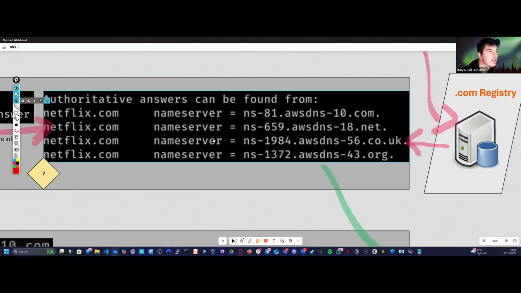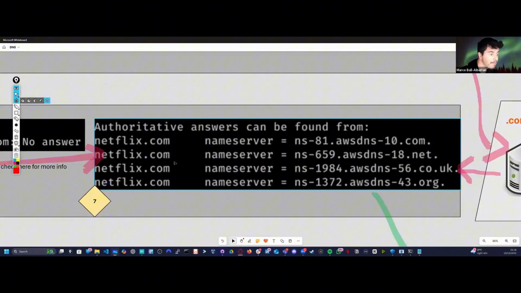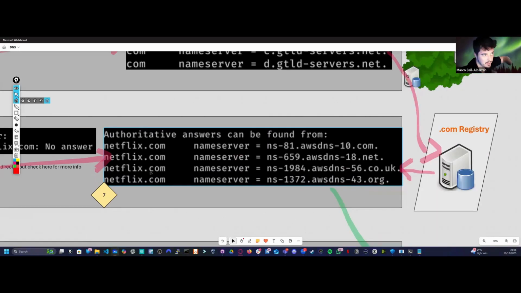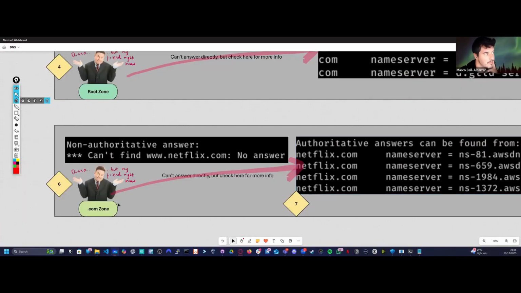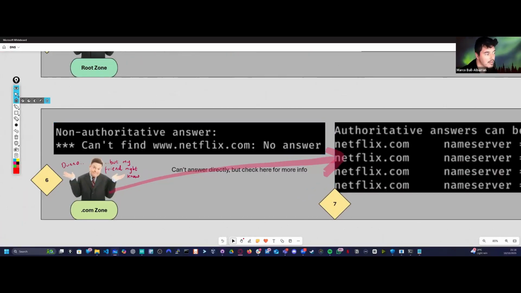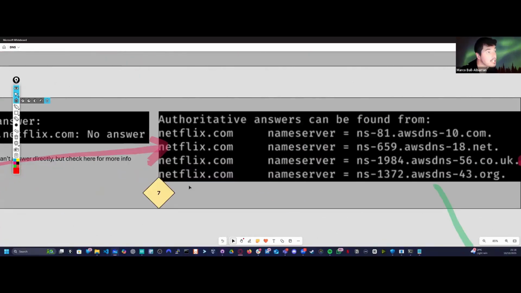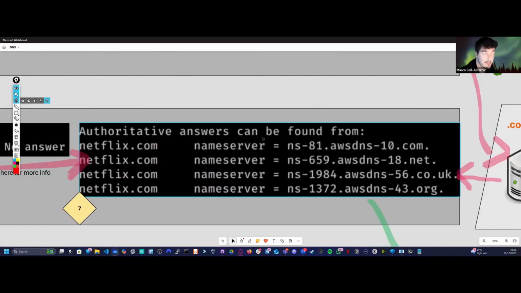Well, we can't get that answer from here directly. Remember, we're after Netflix, but you know what it does know? It knows which name servers are authoritative for Netflix.com. So it gives us that, okay? These then are the actual servers that host the Netflix.com zone, which in other words is now authoritative. It's the single source of truth, which will give us the answer that we want.